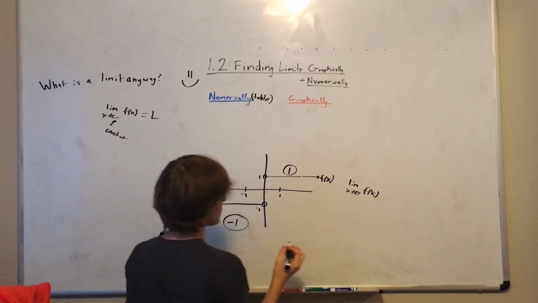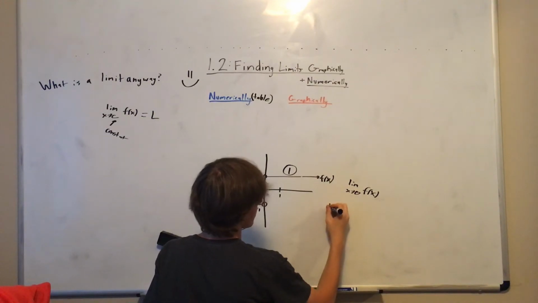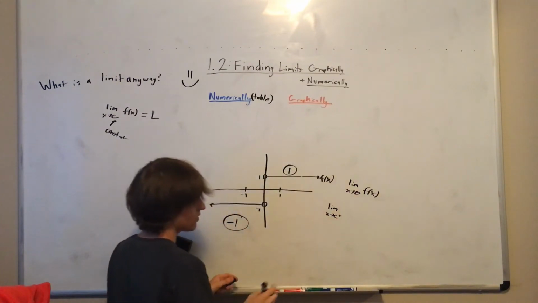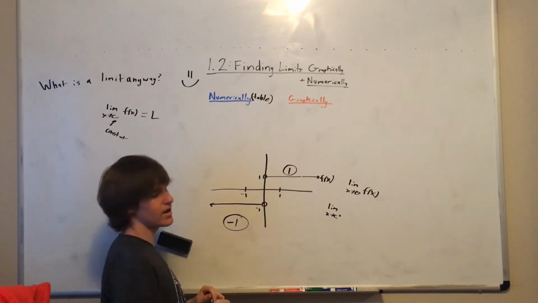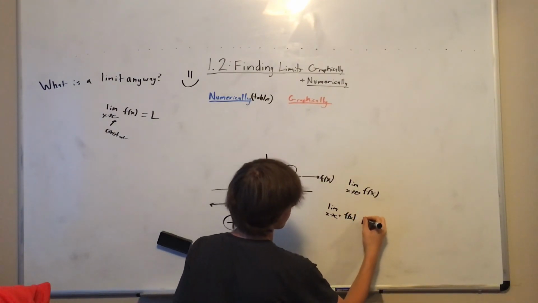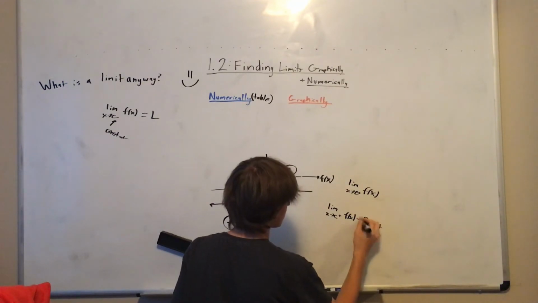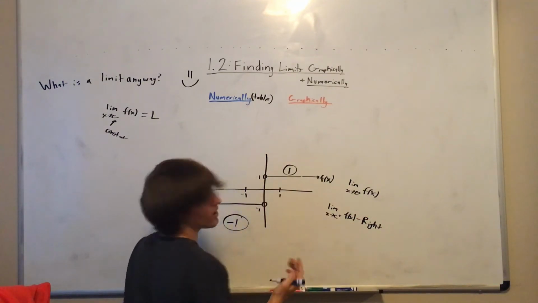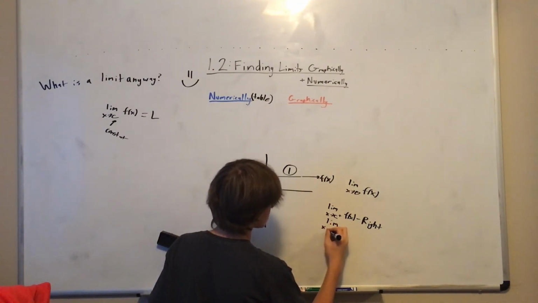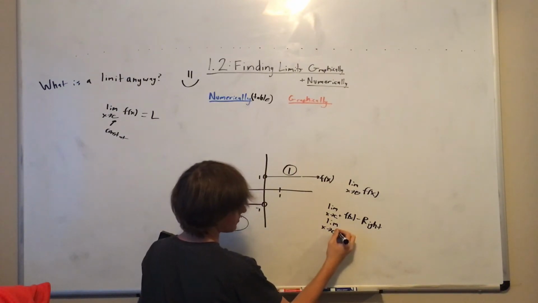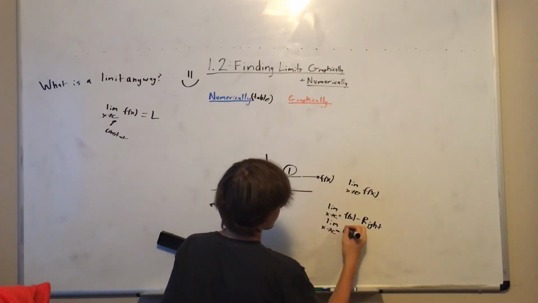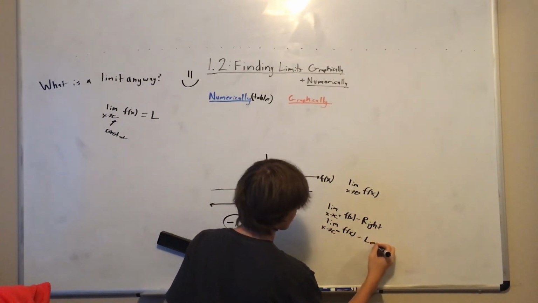A right-hand limit is written like this. Limit as x goes to c, and then you do a small superscript plus sign above that of f of x. And this is going to be a right-hand limit. You probably know what's going to happen, but if you write the limit as x goes to c with a negative superscript like that, that's a minus sign by the way, of f of x, then that's going to be a left-handed limit.